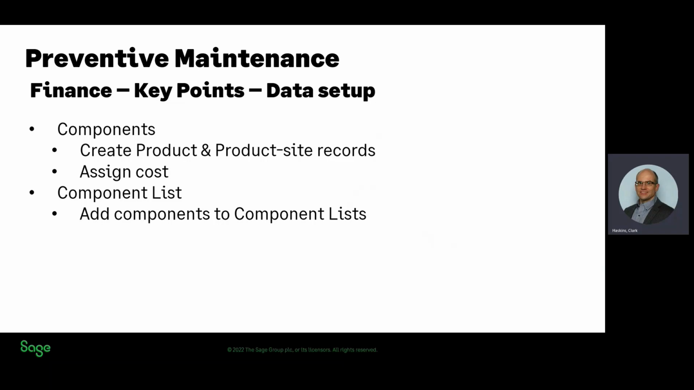The components, products and product site records are created. These could be similar to other stock managed products. Once costs are assigned, the components can be added to component lists. We would create component lists, which is the preventive maintenance equivalent of a production BOM.